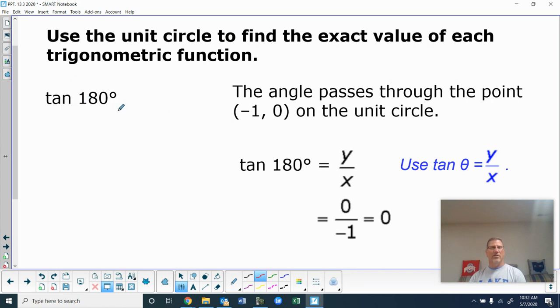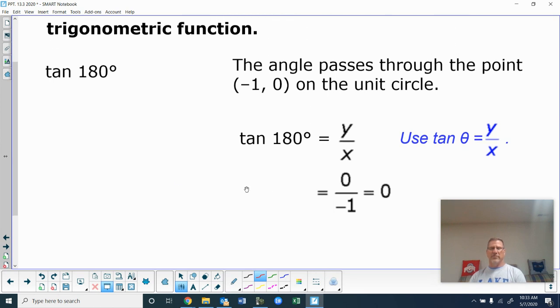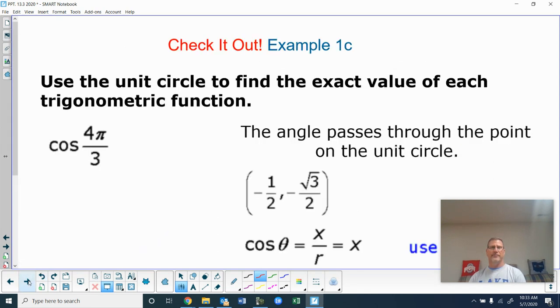All right, negative 1, 0. So remember, tangent was the sine over the cosine, the y over the x. So the y value is 0. That's where they got that. And the x value is negative 1, and 0 divided by anything is 0. Okay, so the answer to that is 0. Okay, so again, we have to find the exact answer. All right, no decimals. Remember, radical form.